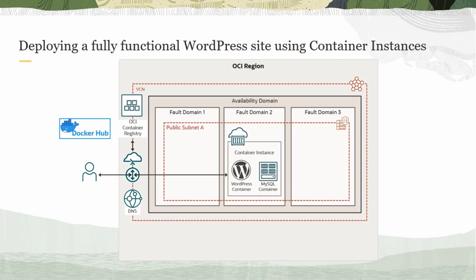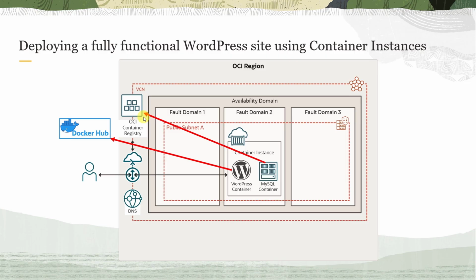In this demo, we will take a close look at how to get started with the Container Instances service and its various controls to quickly and easily launch and manage container workloads on Oracle Cloud Infrastructure. We shall create a fully functional WordPress site by running both the WordPress container as well as MySQL container in the Container Instance service. The WordPress site image will be pulled from the third-party container registry, which is Docker Hub, while the MySQL container image is hosted on the OCI container registry, also known as OCIR.